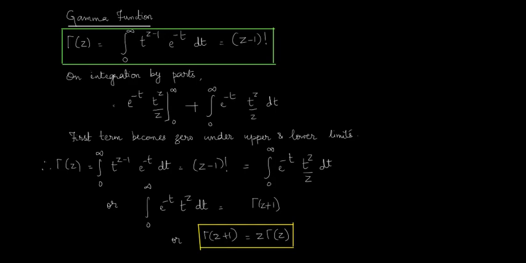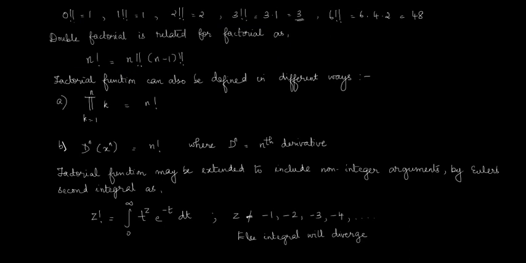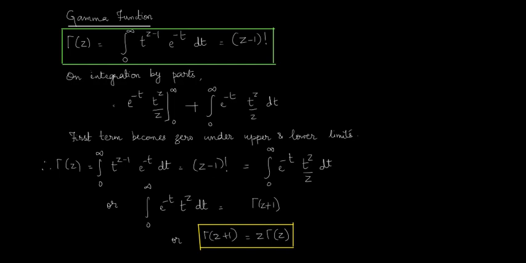So let's see. Now, gamma function, gamma of z, is defined as integral 0 to infinity t raised to z minus 1 e raised to minus t dt. Just before we saw that z factorial was defined as t raised to z e raised to minus t dt within the integral from 0 to infinity. Therefore, this integral 0 to infinity t raised to z minus 1 e raised to minus t dt would obviously be z minus 1 factorial.